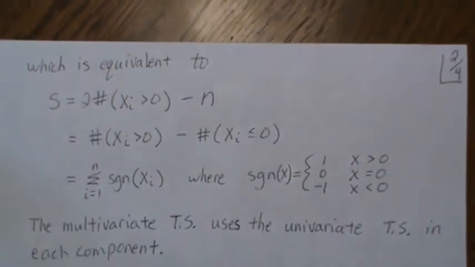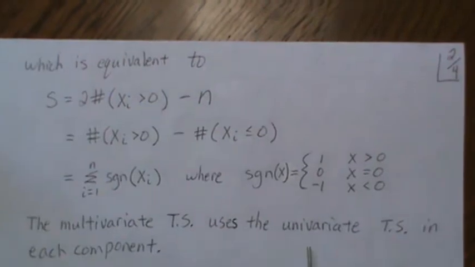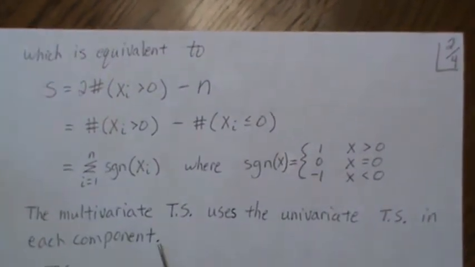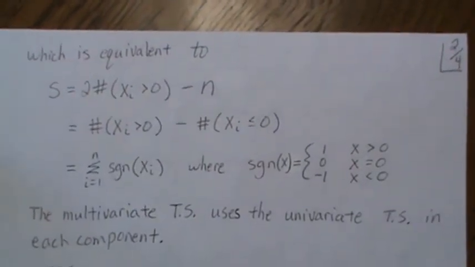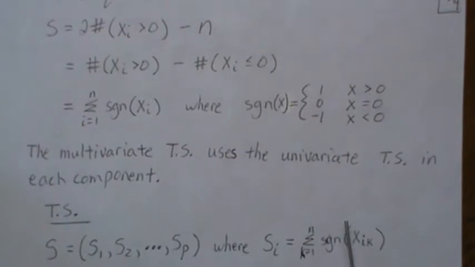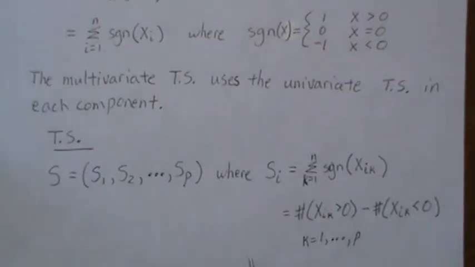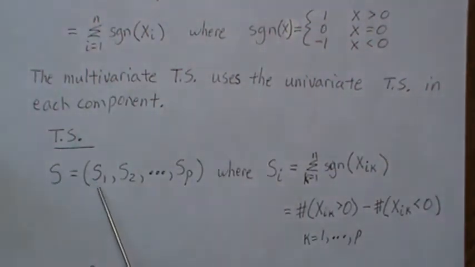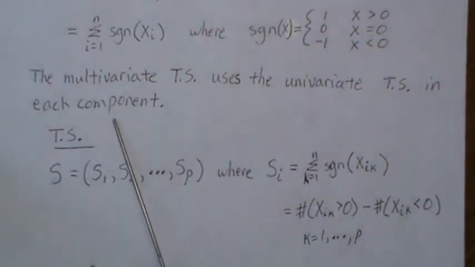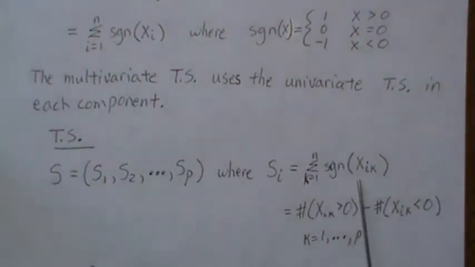So now the multivariate test statistic uses the univariate test statistic in each component. So each component of our vector will have a univariate sign test, which is this. So our test statistic, S, is a vector, and each component is the univariate sign test for that component, so S_i is the sum of the sign functions, which we showed was equivalent to the number greater than 0 minus the number less than 0.